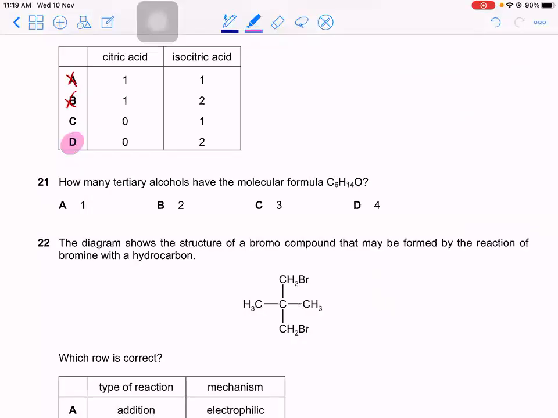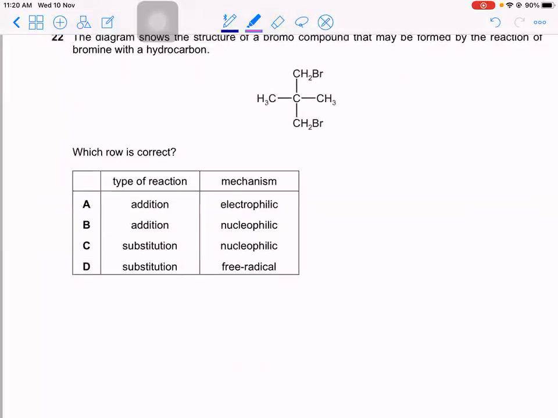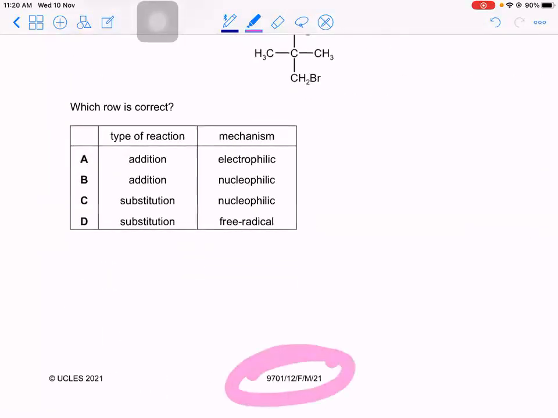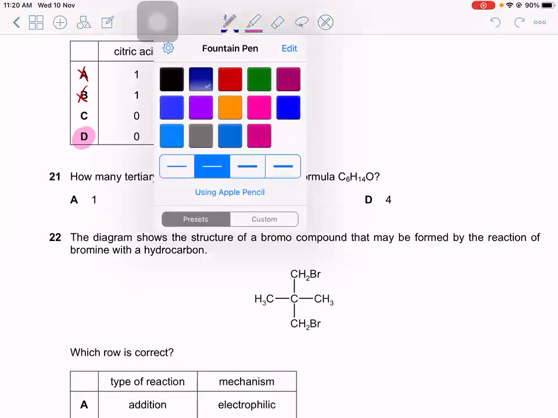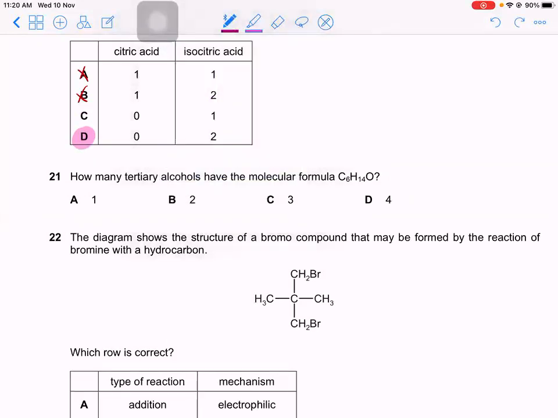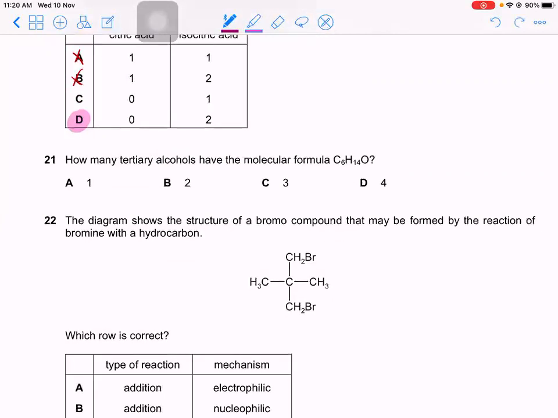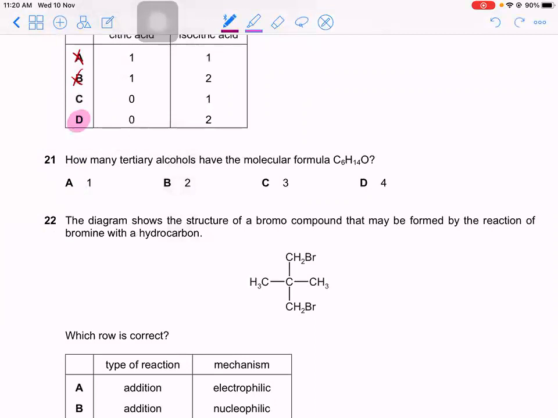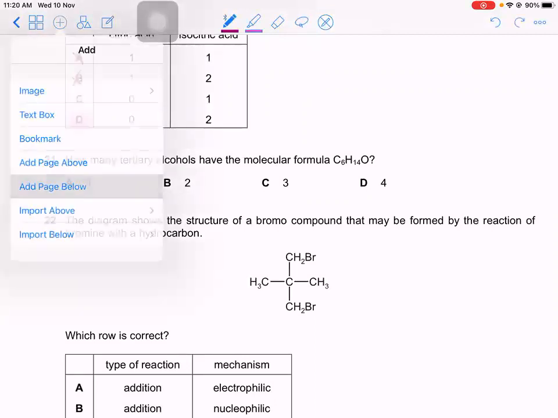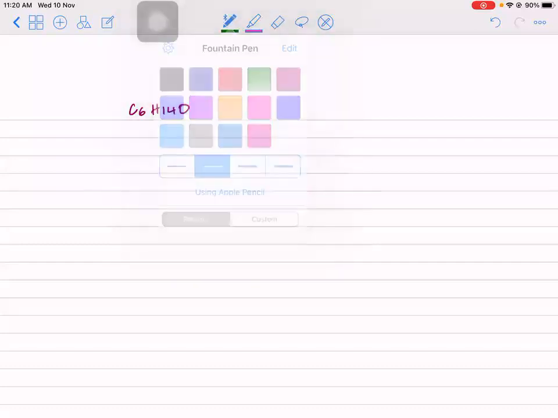All right. Now, this is Feb March 21. Question number 21. How many tertiary alcohols have the molecular formula C6H14O? So, let's see. You can make the tertiary alcohols with C6H14O. Let's make tertiary alcohols and see.